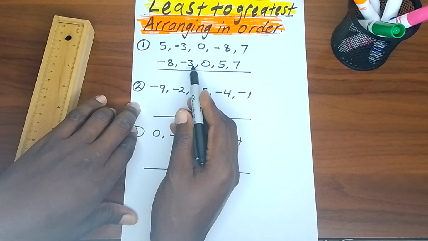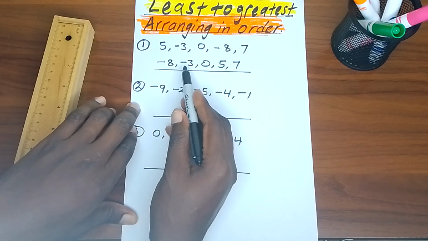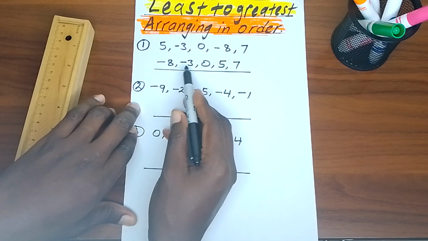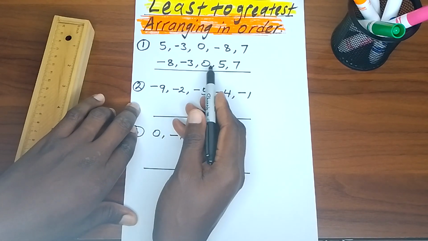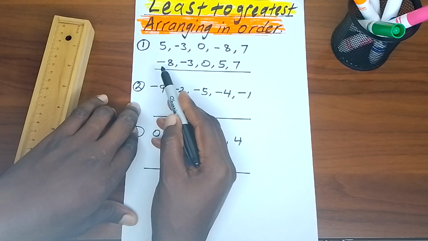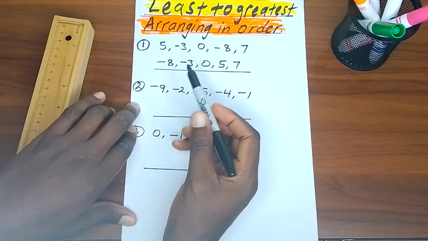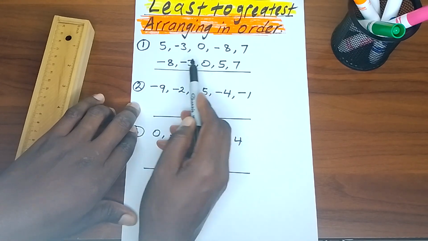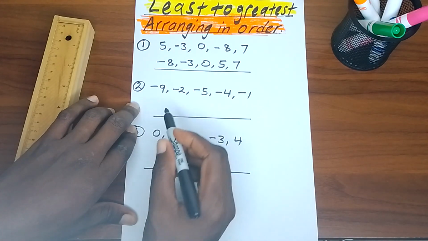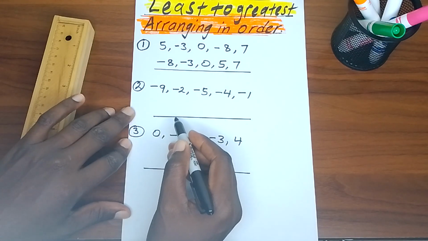Numbers that are close to 0 in negatives are the large numbers. Like -3 and -8, -3 will be closer to 0 than -8 on the number line. So that is why -8 is smaller than -3. Then we continue to our next example.